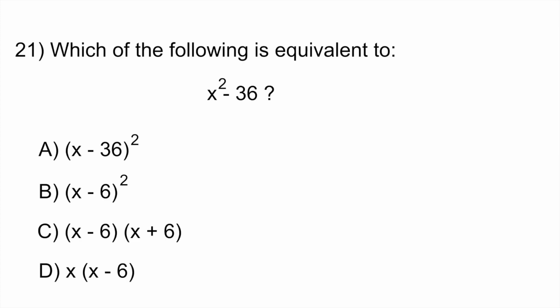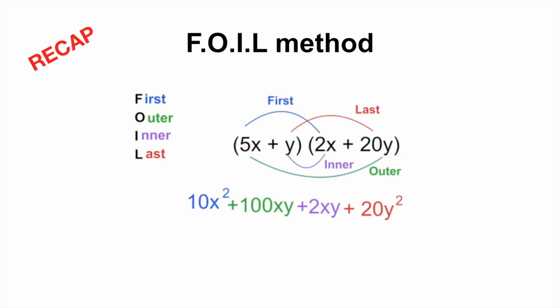Which of the following is equivalent to x squared minus 36? Okay, so in order to do this question, first let's remind ourselves of the FOIL method. Remember when you have an expression like this, you use this FOIL method, which is an acronym that tells you in what order you have to multiply the different numbers.